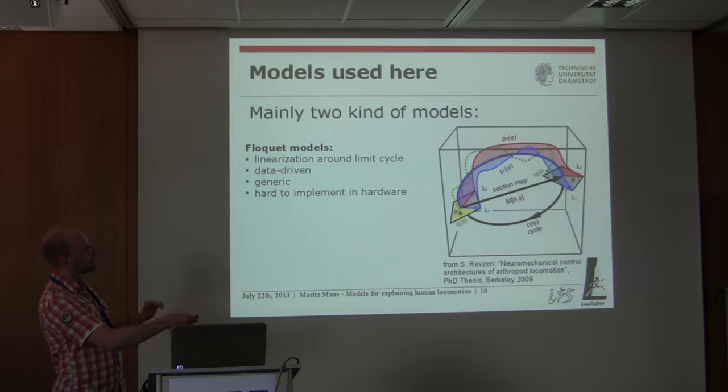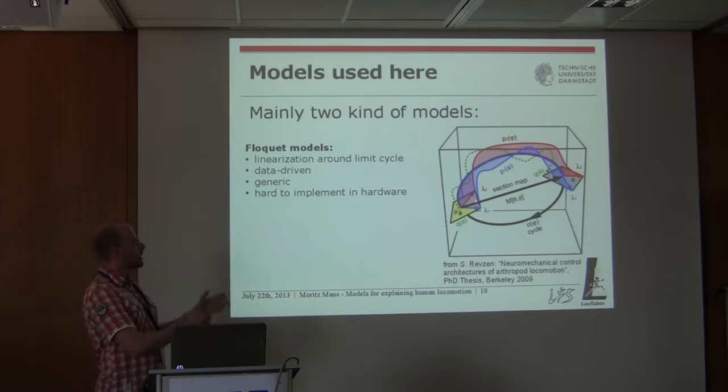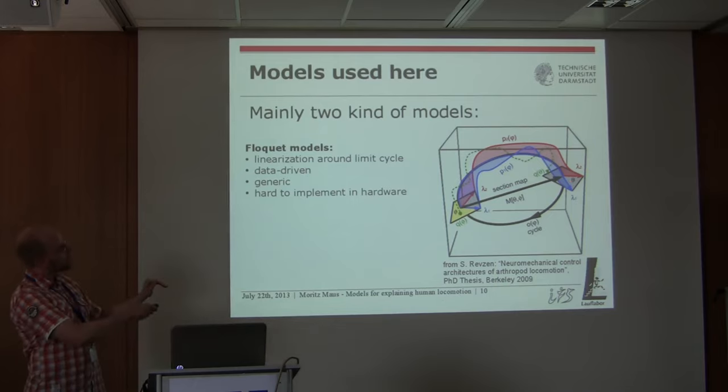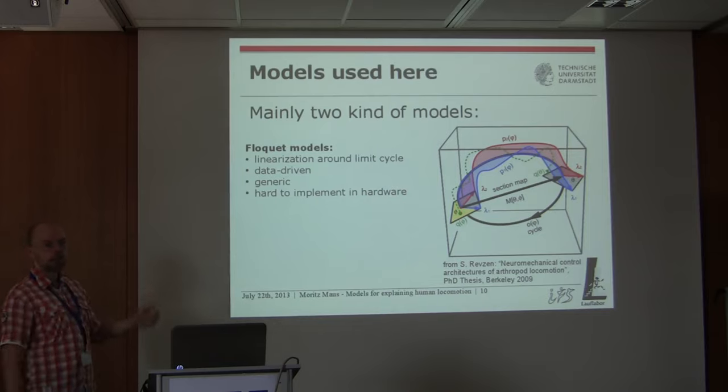So it's a zeroth order approximation. Around that, we build a linear model, which is basically, we take linear maps from one section to another section. And we could also build a return map, which is basically, I start from here, go once around the limit cycle, and if I start here, where would I be after one cycle? This is the return map.